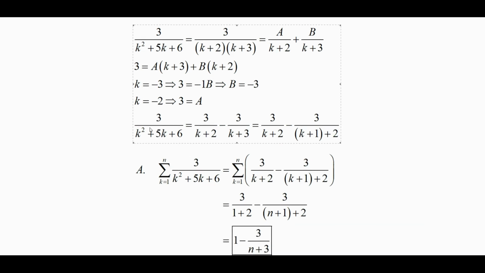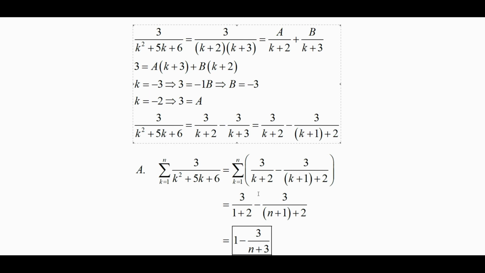And so 3 over k squared plus 5k plus 6 is 3 over k plus 2 minus 3 over k plus 3. And then the next thing to notice is that k plus 3 is just k plus 1 plus 2. So if b sub k is 3 over k plus 2, then this is b sub k and this is b sub k plus 1. So thinking of it that way, we see that this is a telescoping series.